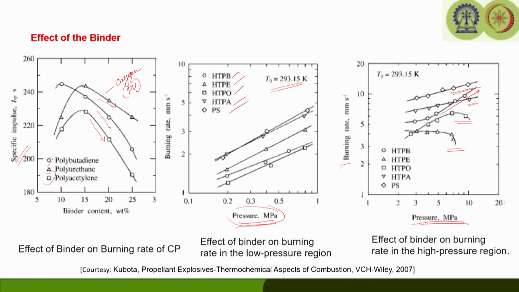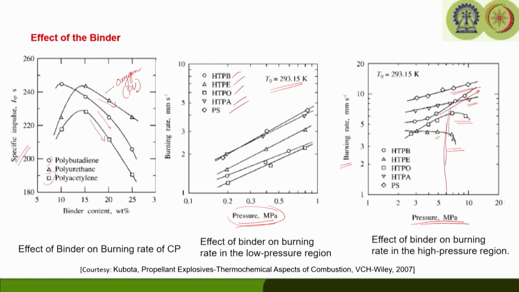So, if you compare the burning rate versus pressure in the high pressure region for binders like HTPE or HTPO, they are actually showing some dropping nature after a certain pressure. Around 6 or 7 MPa, they are not going to increase further. So, burn rate is not going to increase further with the increase in pressure.